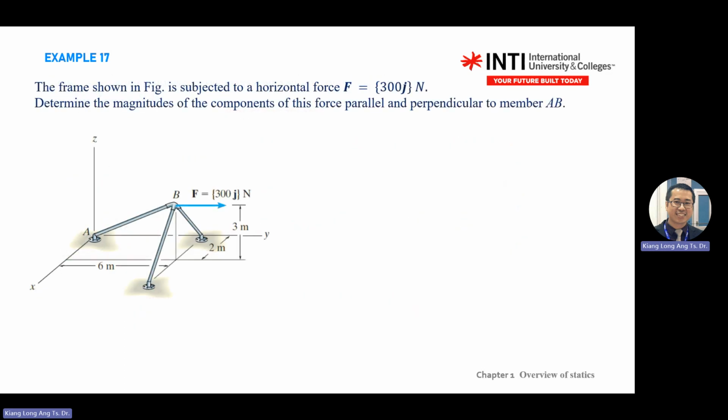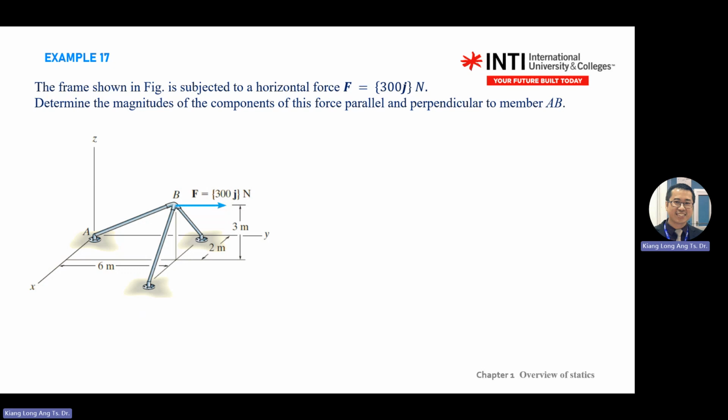Okay, let's go into a more complex one. For the frame shown in the figure, you have a horizontal force pulling this way. This is important for your design kind of module, because you don't want to design something where a force on the structure breaks it. You are given F equal to 300 j N in curly brackets, and determine the magnitude of the component of this force parallel and perpendicular to member AB.